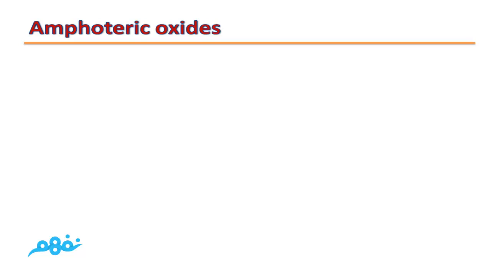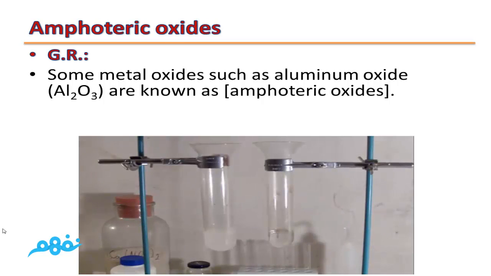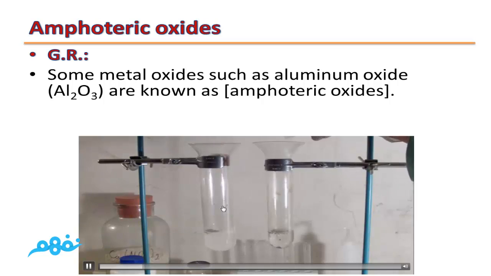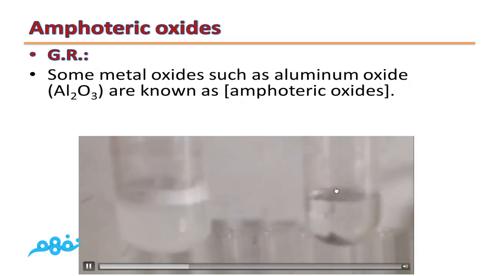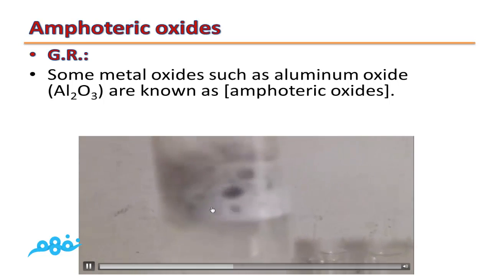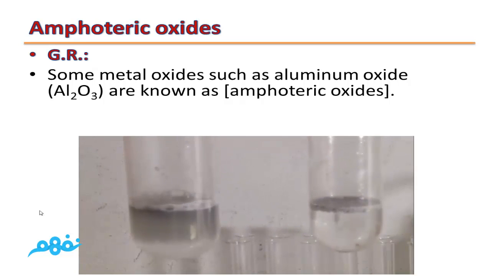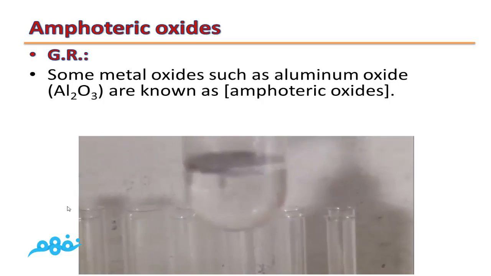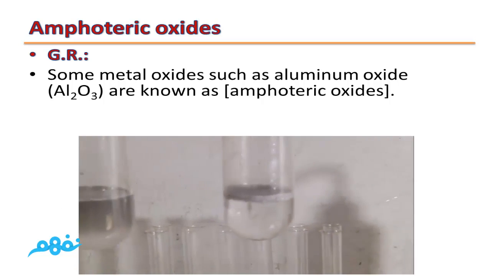Finally, let's talk about something called amphoteric oxides. What's meant by amphoteric oxides? Let's do this experiment. First, we have a test tube that contains sodium hydroxide, and this one contains hydrochloric acid. This is an alkaline solution, and this one is an acidic solution. As you can see, aluminum oxide reacted with both of them, and in each case it will give salt and water.